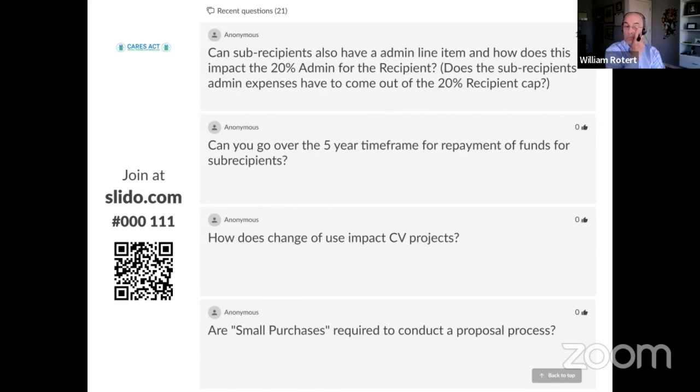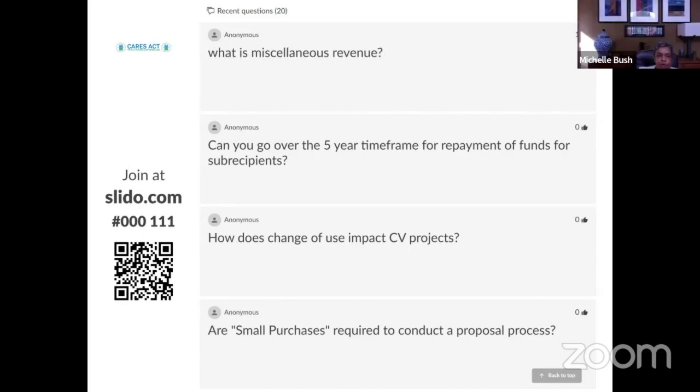Right. Okay. Can you go over the 5-year time frame for repayment of funds for subrecipients? I don't know that I'm sure what that means. Now, I'm not sure either. Go ahead. I think that might again relate to the change of use. Okay.